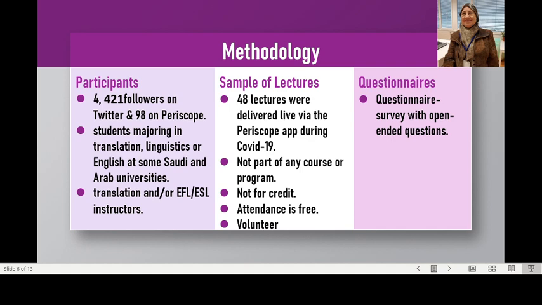The participants consisted of 4,400 followers on Twitter and 98 followers on Periscope. And the participants consisted of students and instructors. The students were translation, linguistics, and English majors. They were studying at some Saudi universities and some Arab universities, whereas the instructors were translation instructors and others were English language instructors, English as a foreign language or a second language.